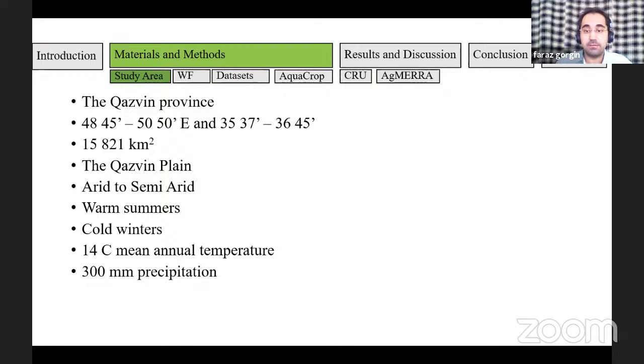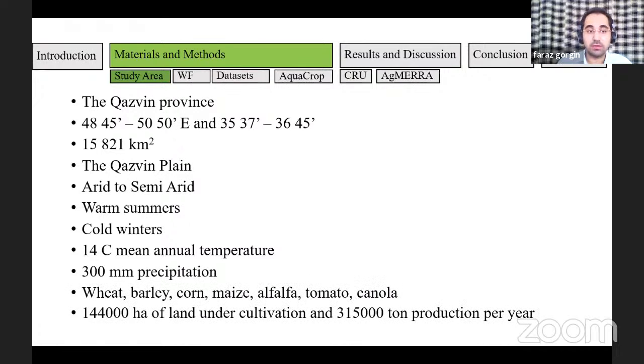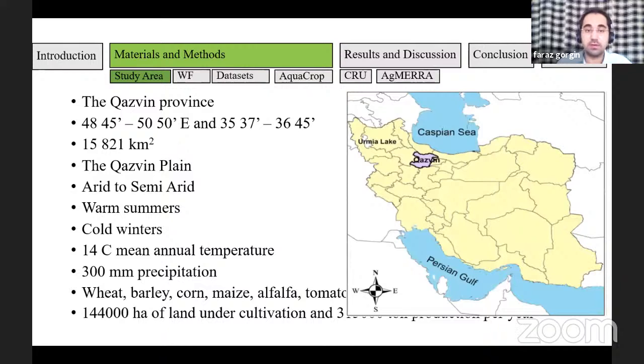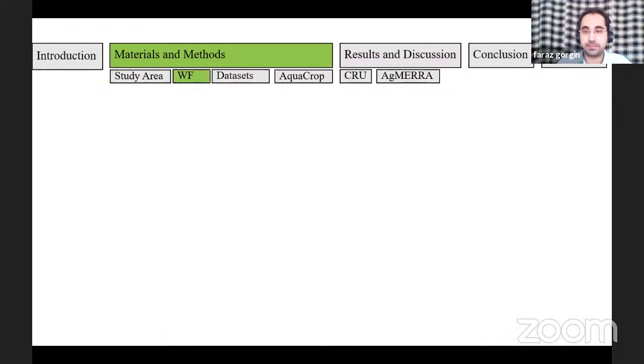In this plain, wheat, barley, corn, maize, alfalfa, tomato, and canola are the main irrigated crops. According to the Agriculture Jihad Ministry, 144,000 hectares of land are under cultivation and 315,000 tons of production per year is dedicated to wheat. And this is the location of the province in the country.